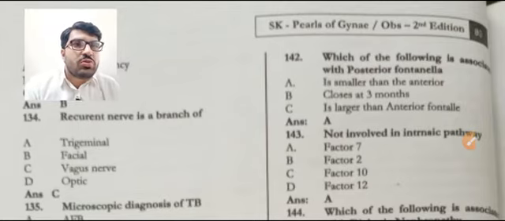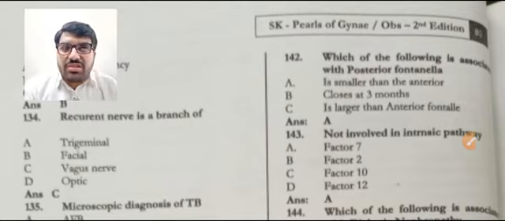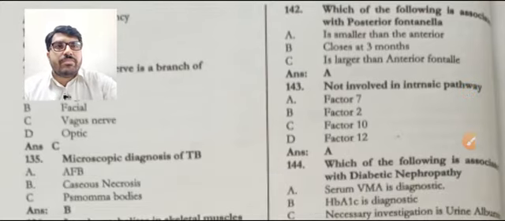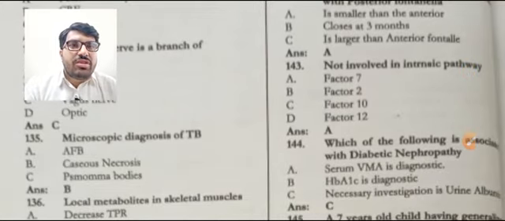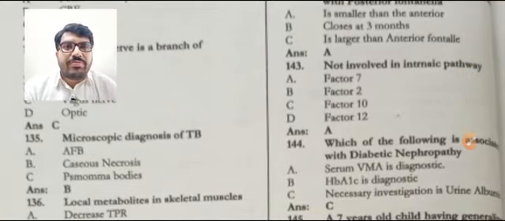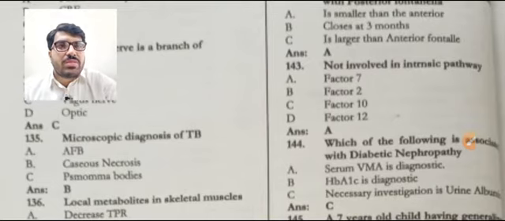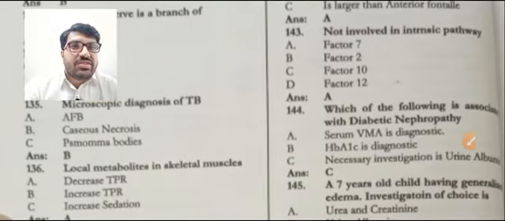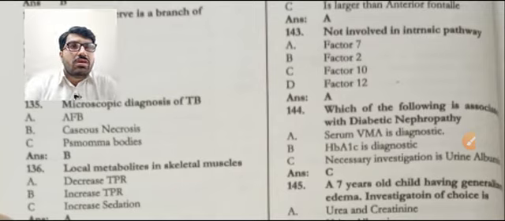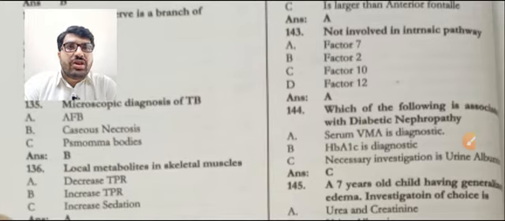Which of the following is associated with posterior fontanelle is larger than anterior fontanelle? Not involved in the intrinsic pathway: 7. That is an extrinsic pathway. How is the intrinsic pathway activated? The answer is contact of the blood with the collagen, or you can say blood trauma.